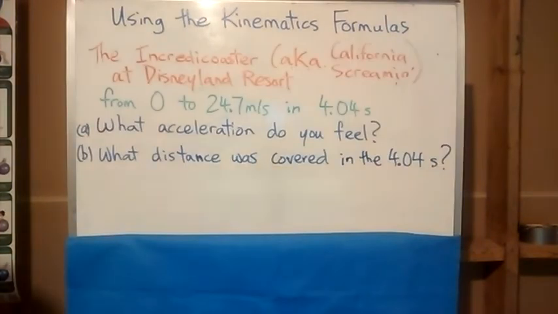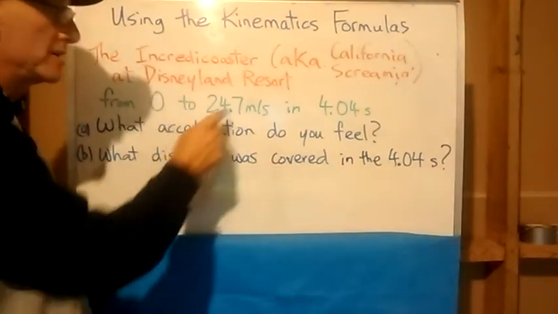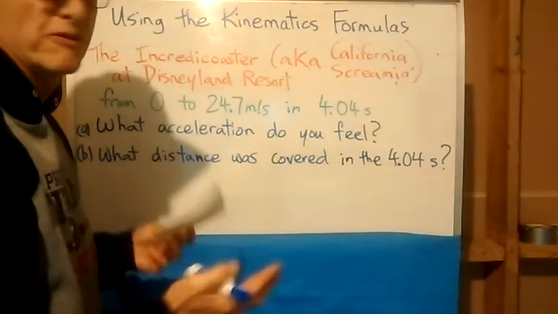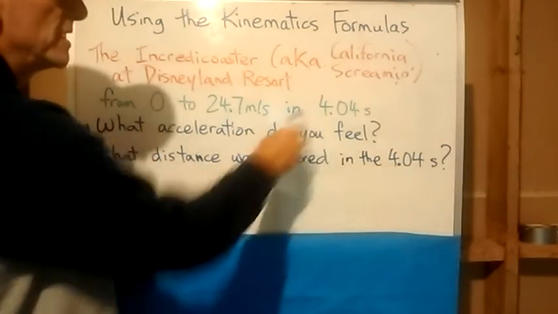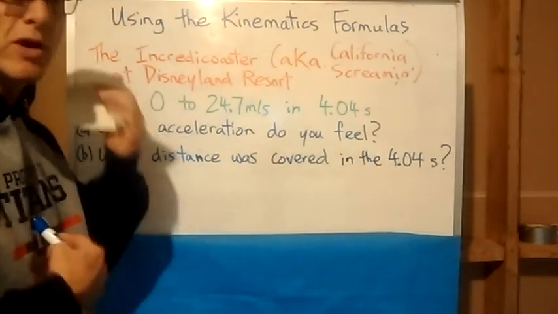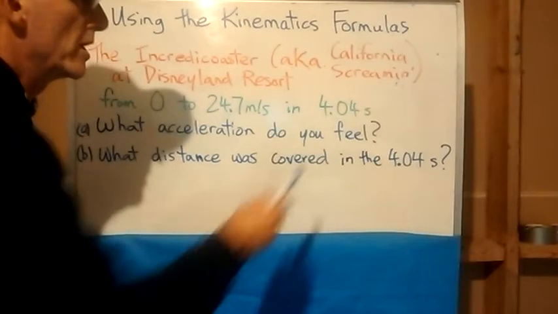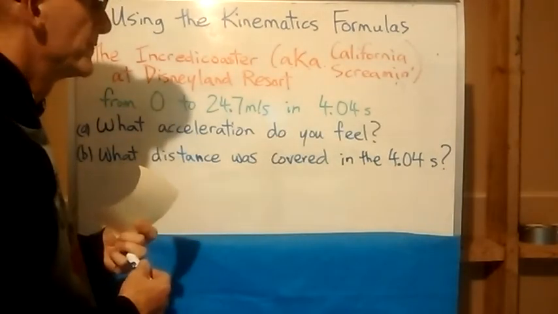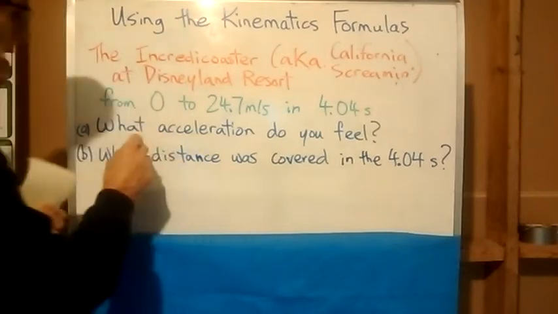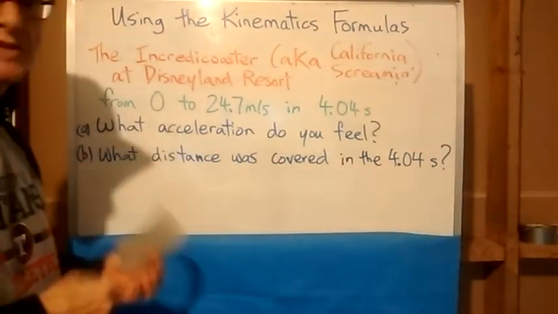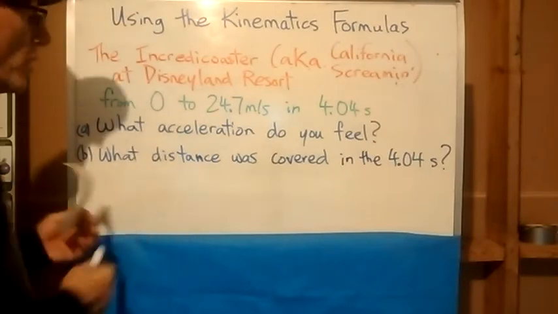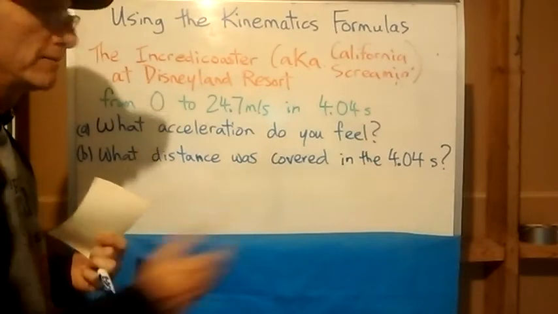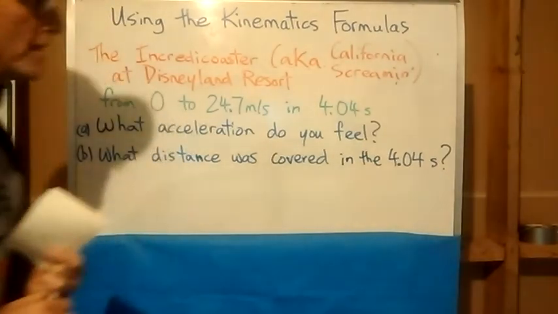Stats for the ride. It accelerates you from 0 speed to 24.7 meters per second, which is 89 kilometers an hour, about 55 miles an hour. And it does it consistently, for our students who went to California Park, in about 4.04, 4.05 seconds. So what we want to do is find out what the acceleration was that they felt and what distance was covered along the track as they accelerated for that 4.04 seconds.